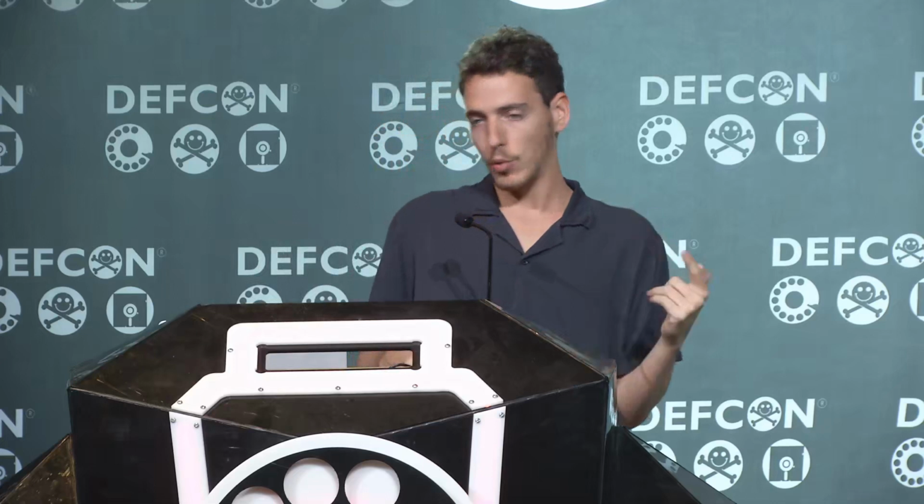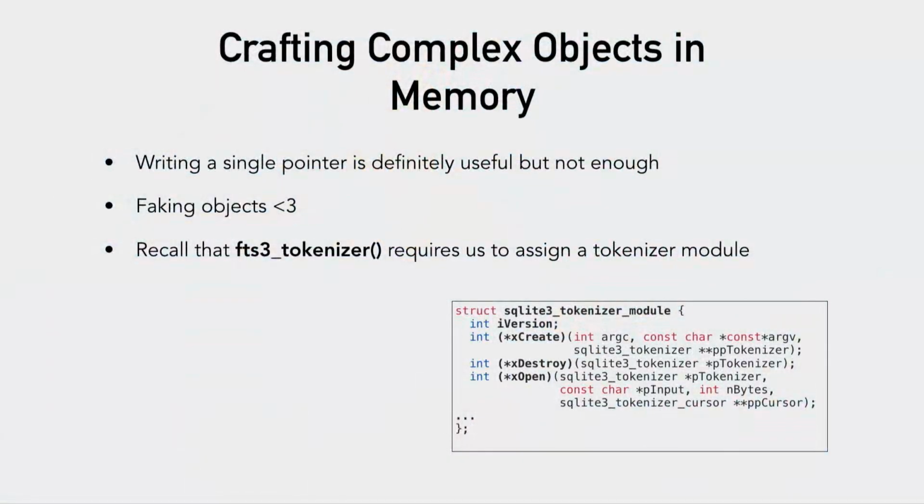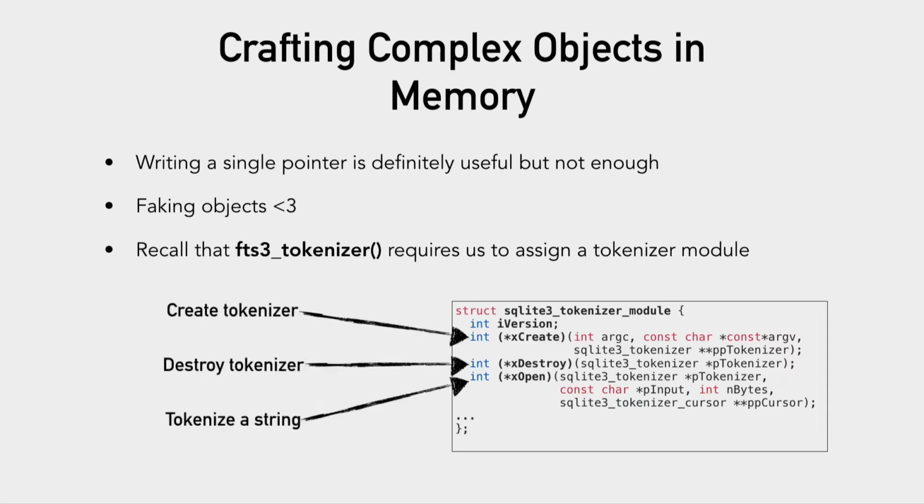Let's talk about faking objects in memory, because writing a single pointer is definitely useful, but it's not enough, right? We all want to fake objects in memory. It's a really powerful primitive. And if you recall, FTS tokenizer actually requires us to assign a tokenizer module, so we need to fake one. And a tokenizer module is the following struct. We don't really care about most of it. It starts with an integer, and then it has 3 function pointers.